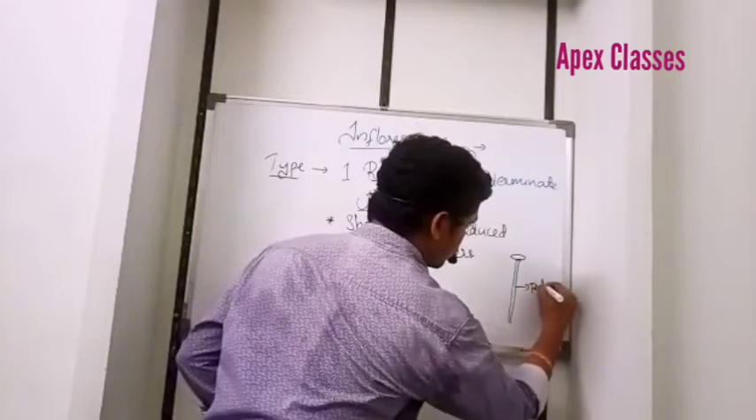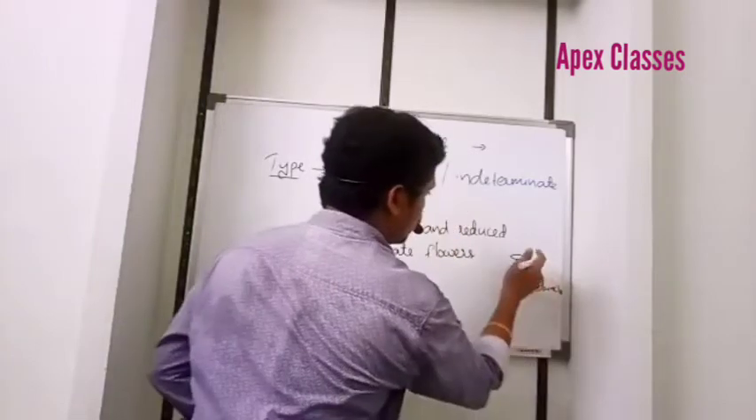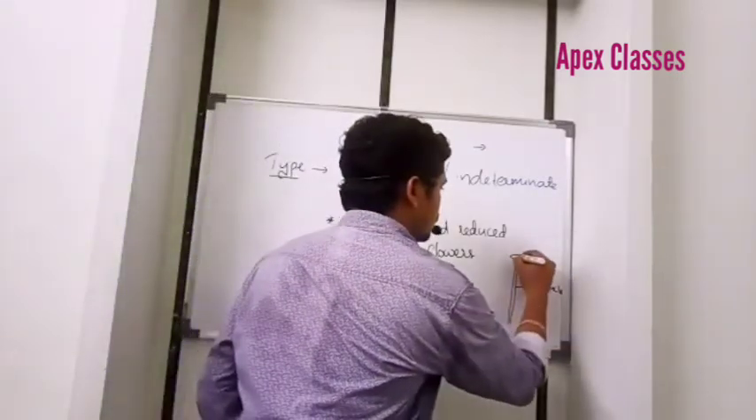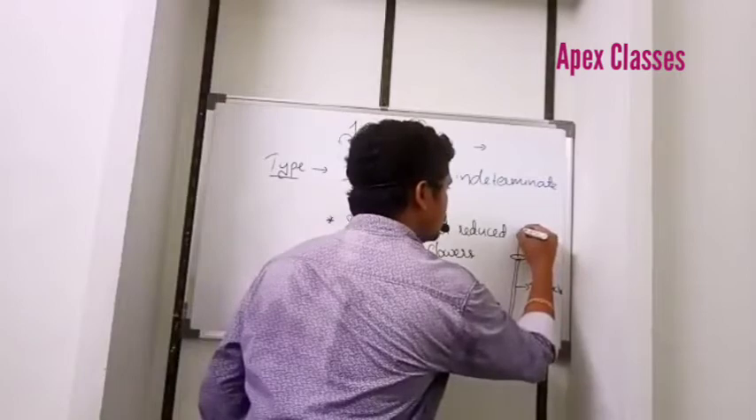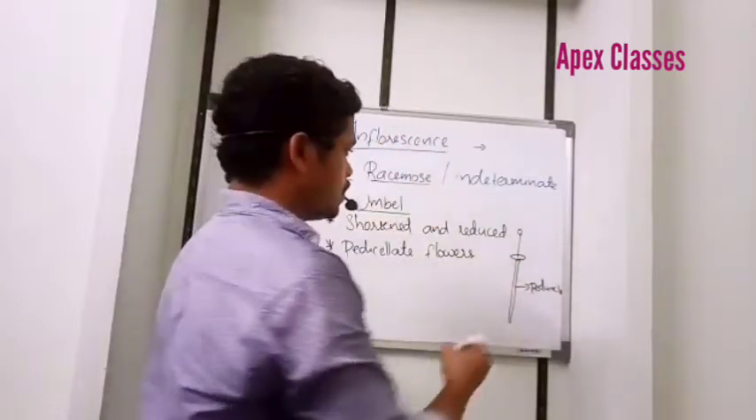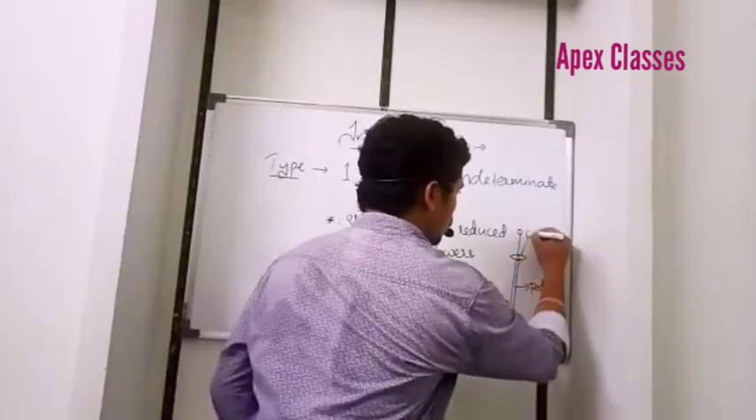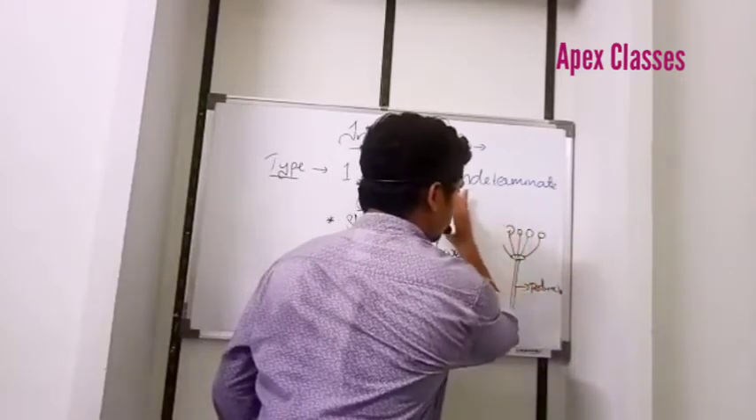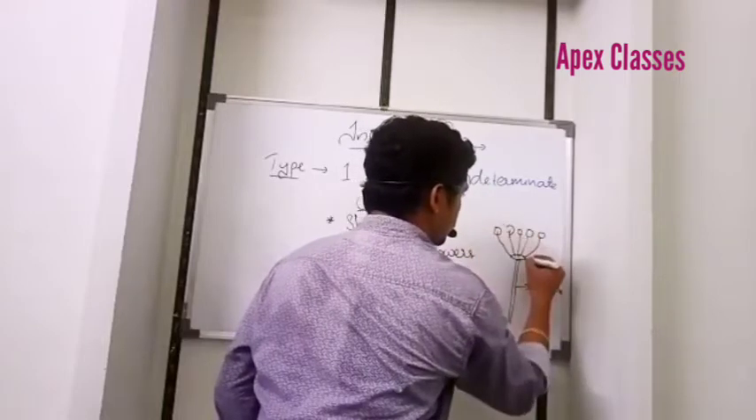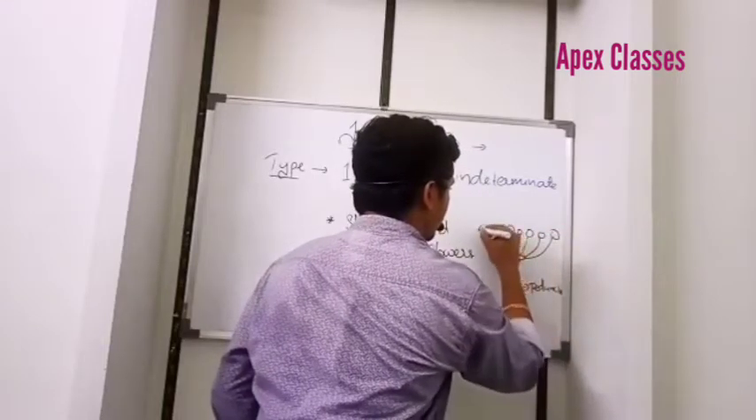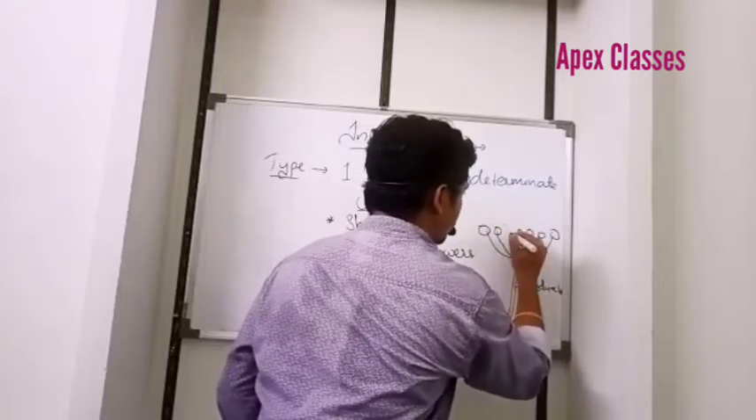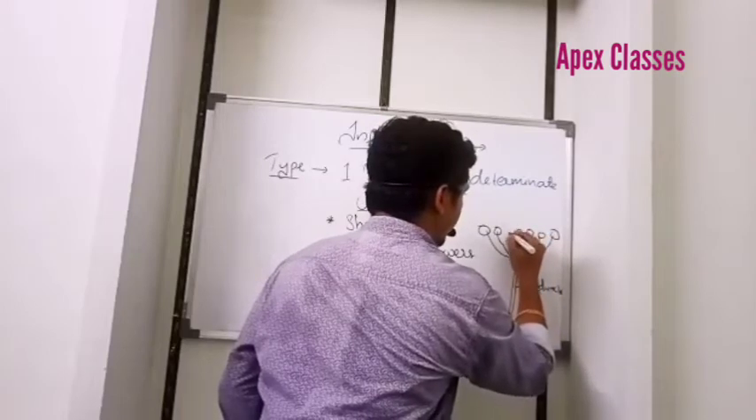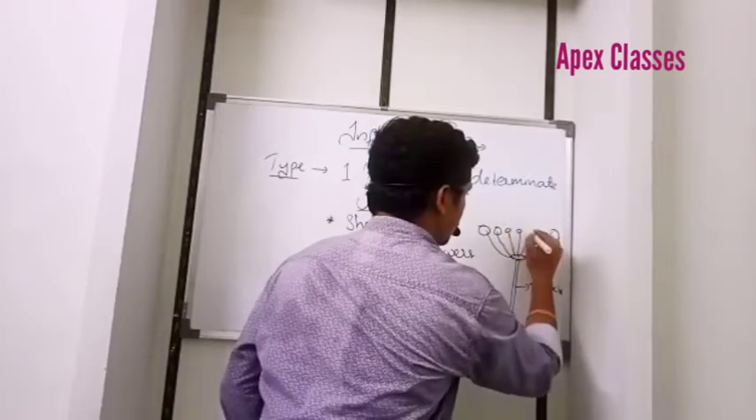This is the peduncle. From the common point of the peduncle, the flowers are raised. Here, the pedicellate flowers, younger flowers are arranged in the center, and the older flowers at the periphery. This is the character of umbel inflorescence.